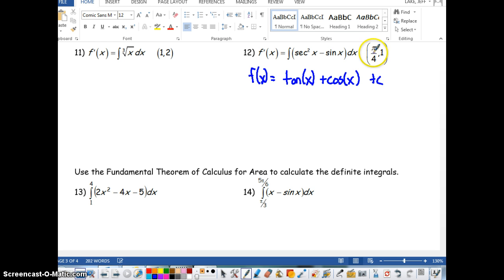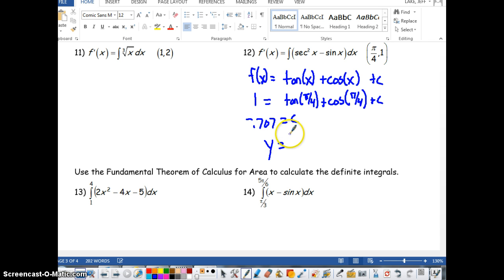But now I want to take the pi over 4 for my x and my 1 for my y, my f of x, and plug them in so I can solve for my constant of integration. So 1 is going to equal tangent pi over 4 plus cosine of pi over 4 plus c. Technically, you can do that without a calculator. But the easiest thing to do is make sure you're in radians. Type this right on the right side here, tangent pi over 4 plus cosine of pi over 4, subtract it from your 1, and you get negative 0.707 is equal to your c.